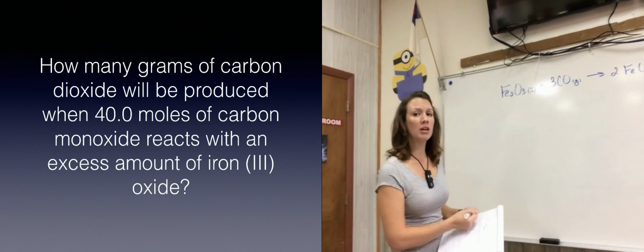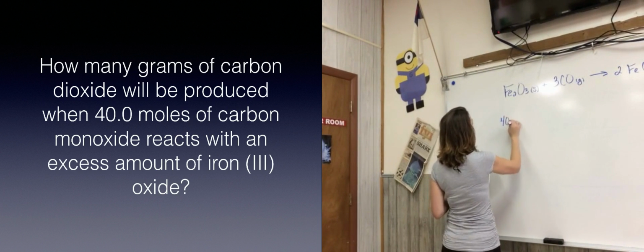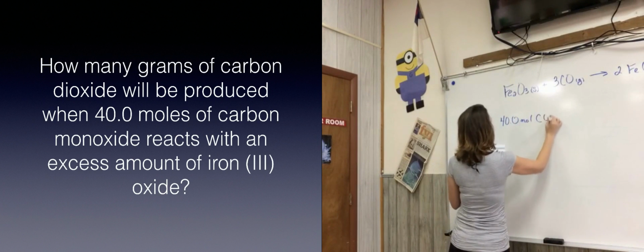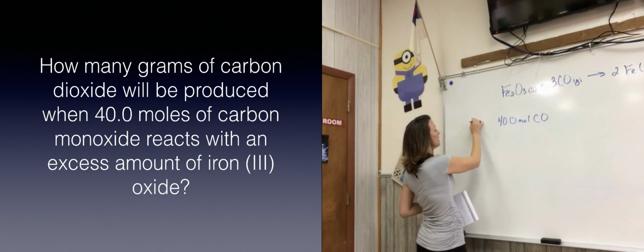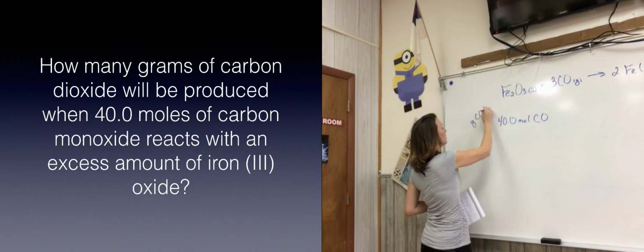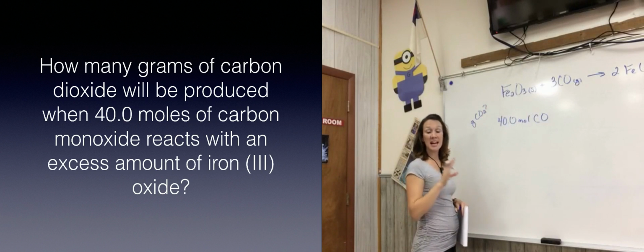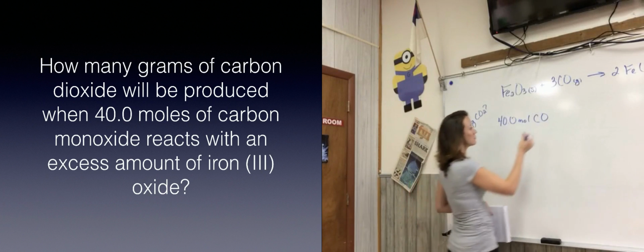So let's pull out that really important information that we need. Our starting point is going to be the 40.0 moles of carbon monoxide. And remember, our destination is we want to know how many grams of carbon dioxide we're going to produce, okay? Again, don't worry about that excess of iron 3 oxide. You're not going to plug that in here at all. It just means you have an unlimited supply.